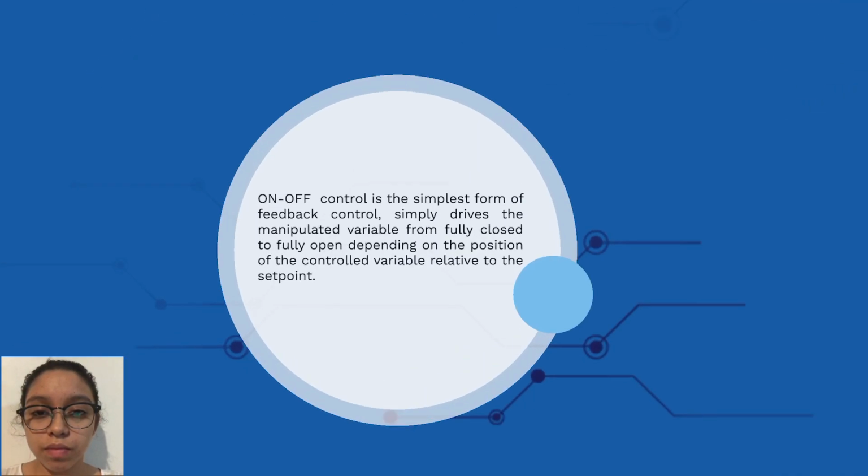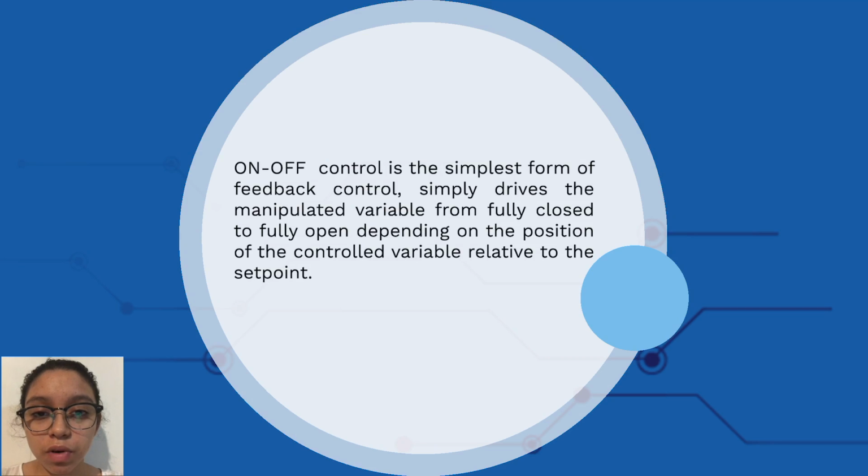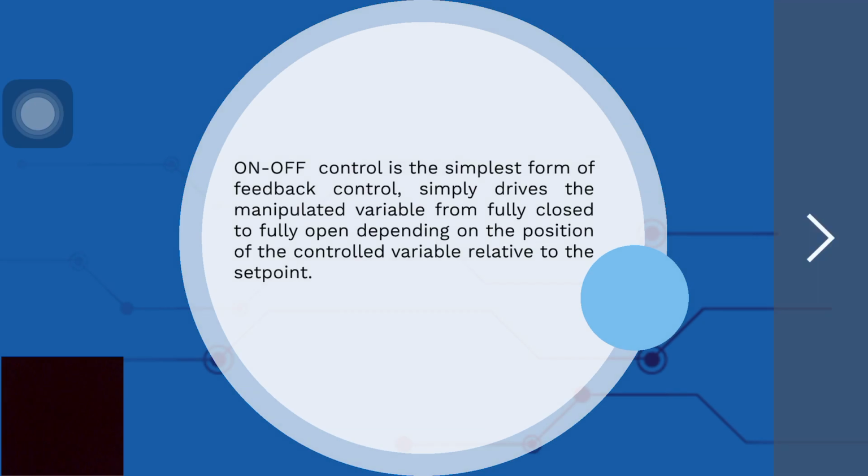Definition. It's the simplest form of feedback control. Simply drive the manipulated variable from fully closed to fully open depending on the position of the control variable relative to the set point.